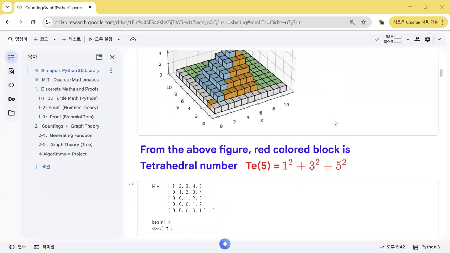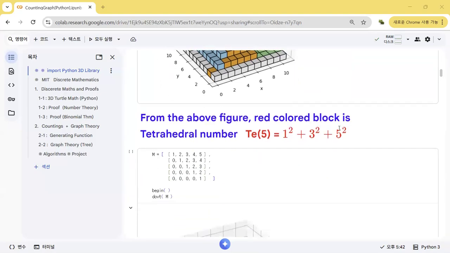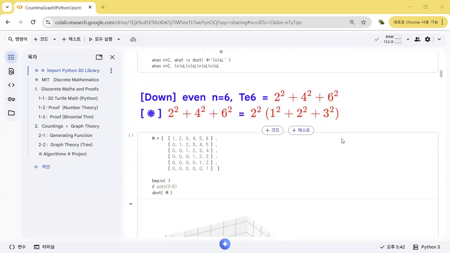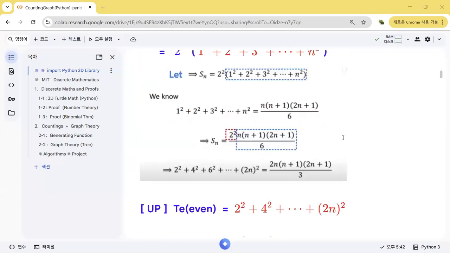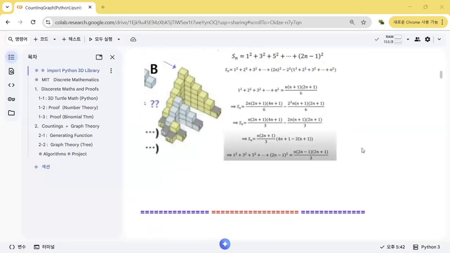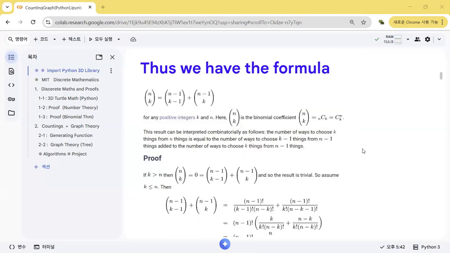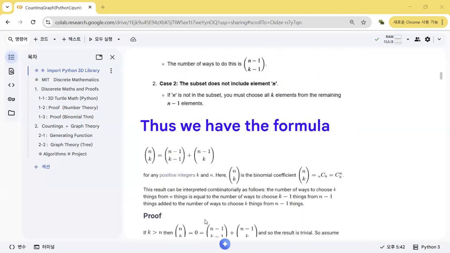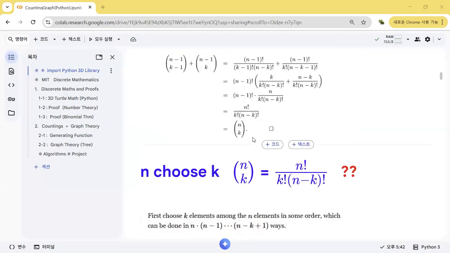So now we will approach this using generating functions. But before that, we need to prove some necessary facts: the Pascal identity and the binomial theorem. This is the Pascal identity, and this one will be used to prove the binomial theorem. So you try to understand this one.